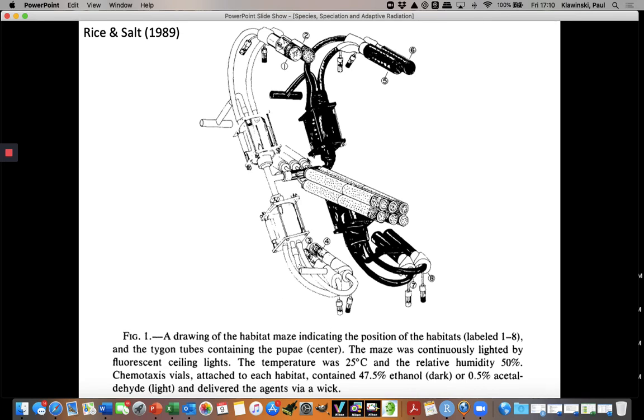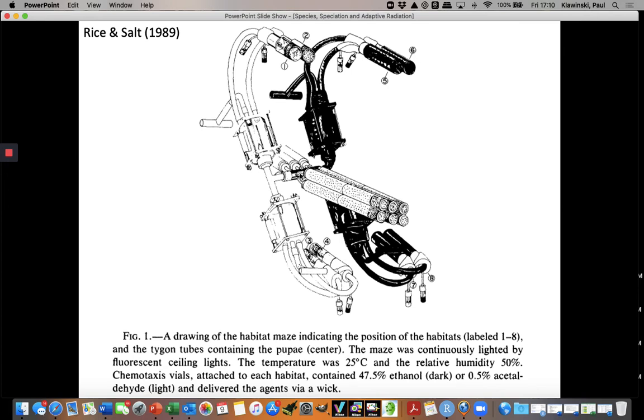What they basically did was they gave fruit flies a choice. They would put the fruit flies on these tubes in the middle. They would go into this tube, and then they had the choice. They could either fly up or they could fly down. And they could go to the light side or the dark side.